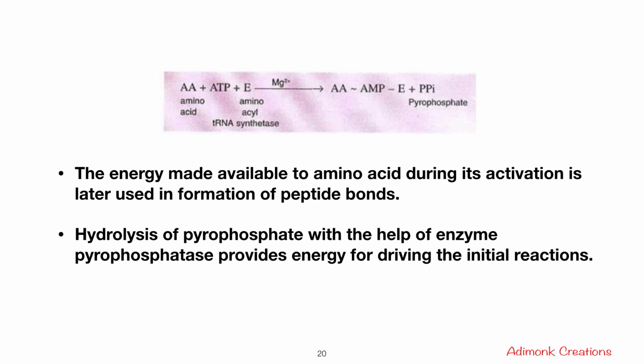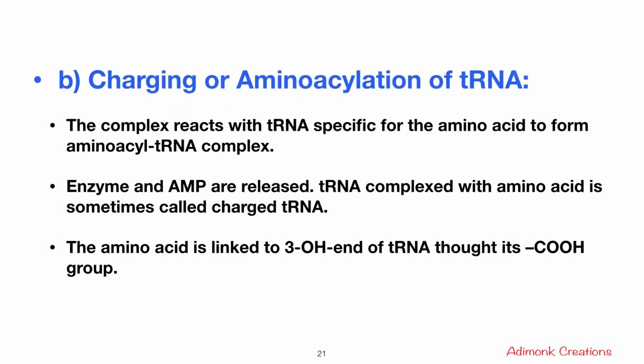The energy made available to amino acids during its activation is later used in the formation of peptide bonds. So the hydrolysis of pyrophosphate with the help of the enzyme pyrophosphatase provides energy for driving the initial reactions. The second part of the first step is the charging or amino acylation of tRNA. So the complex reacts with tRNA specific for the amino acid to form an amino acid tRNA complex, which is specific for the specific amino acid.